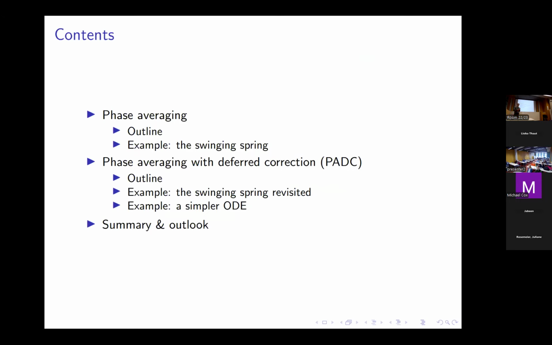I'll start by outlining what phase averaging is, and then I'm going to implement phase averaging with a system called the swinging spring, which is a multi-timescale system. It's commonly used as a toy model for phase averaging. So I used it because it's the one that a lot of people use in the literature, and it's got a lot of timescales going on. So it's an interesting thing to play about with. And then I'll outline our deferred correction method and revisit the swinging spring with this deferred correction method. And then the swinging spring is actually quite complicated. So at the end, I'll talk about a simpler ODE that we've also implemented this method with.